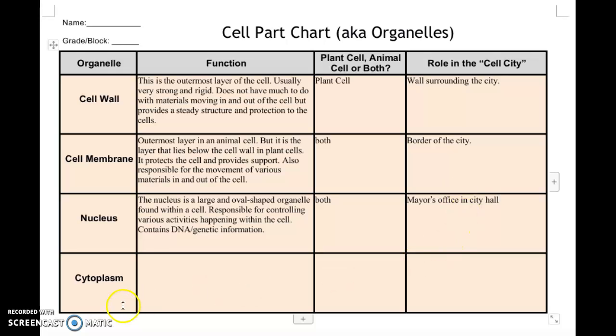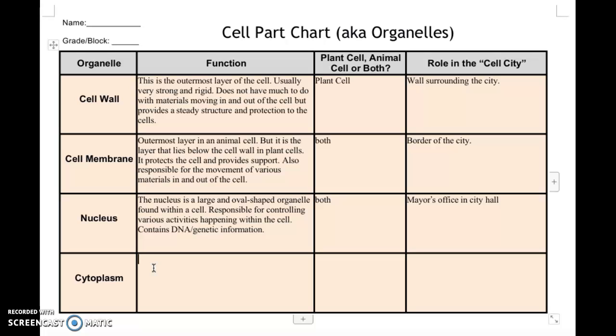All right, now let's move on to the final cell organelle for the day, which is the cytoplasm. The cytoplasm is once again found in both plants and animals in their cells. What it does is it deals with protection. But instead of protecting the whole cell, it protects the various organelles, the individual organelles of the cell. It provides support and it protects them.